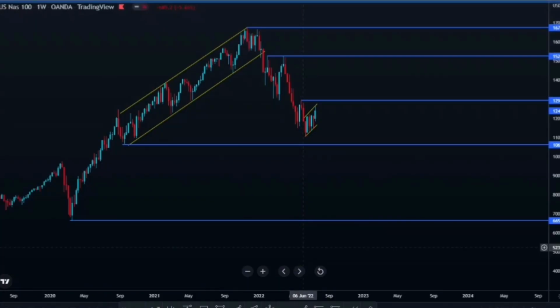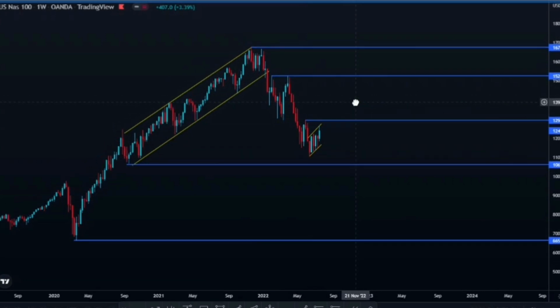When you're on Nas100, guys, I'm going to start analyzing Nas100 from the weekly time frame. I'm going to start putting everything up with you so that you guys can see what's happening over here.